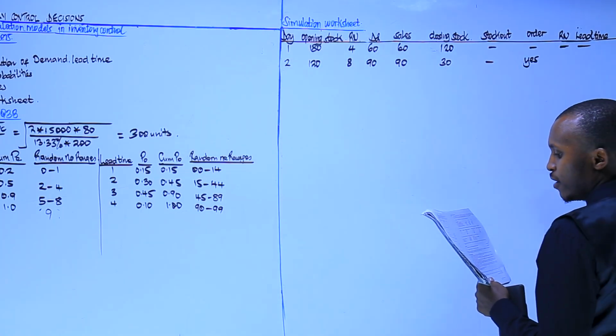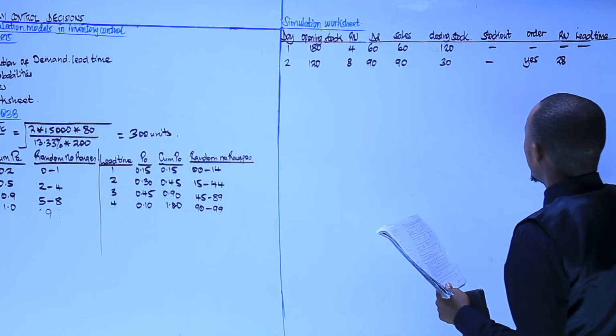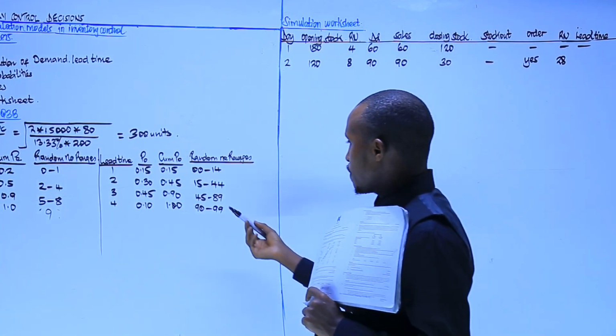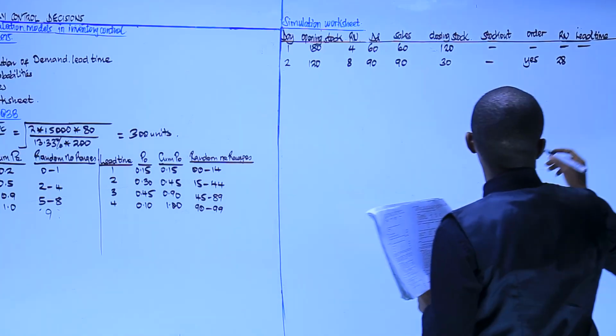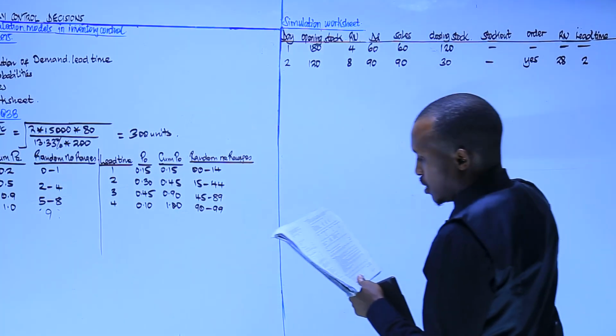Your random number for lead time is 28. And with 28, your lead time is how many days? 2 days. Let's go to day 3.